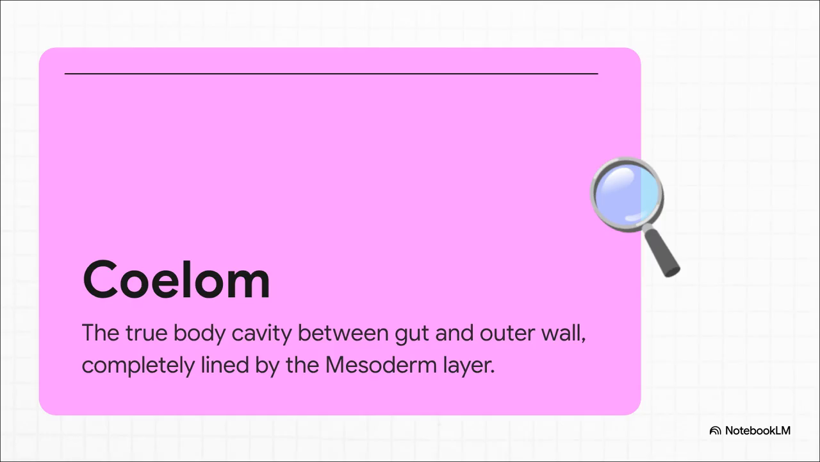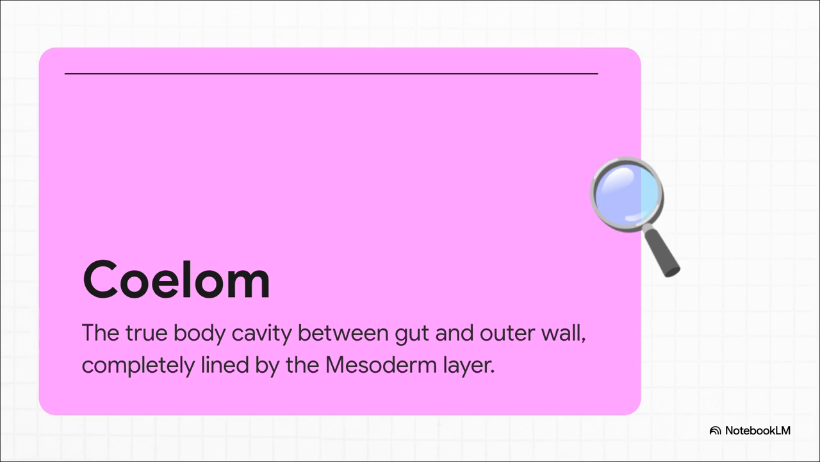And speaking of that middle mesoderm layer, it leads us straight to the coelom. The coelom is a true body cavity located between the gut wall and the outer body wall, and here is the key point. It has to be entirely lined by the mesoderm. Why does this empty space even matter? Well, it allows internal organs to actually grow and move independently of the outer body wall.